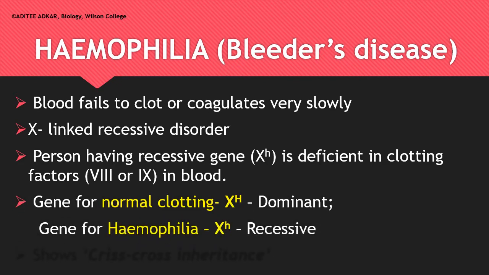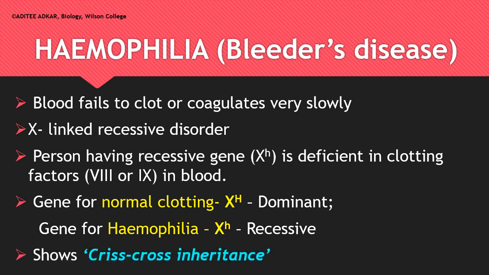We can represent the genes for normal clotting and hemophilia in this manner. The dominant gene represented by capital H and the recessive gene represented by small h. The dominant gene showing normal clotting of blood in the body and the recessive gene causing hemophilia. Hemophilia, just like color blindness, also follows the crisscross pattern of inheritance. To understand this, first let us have a look at the genotypes shown.